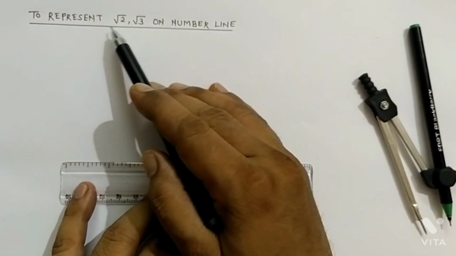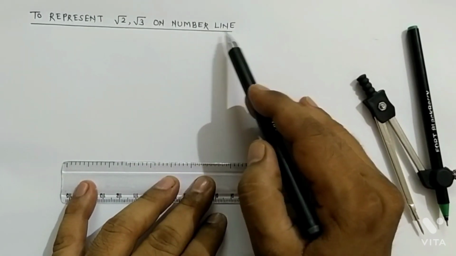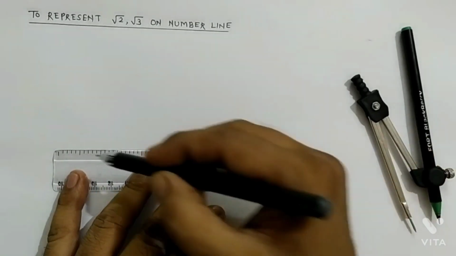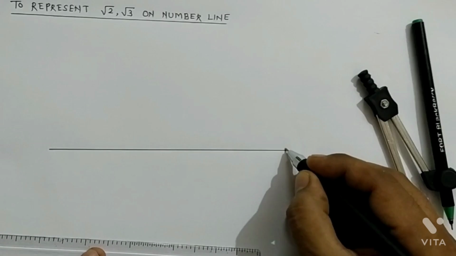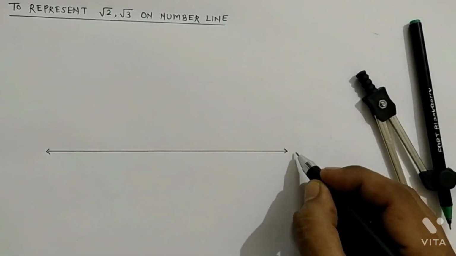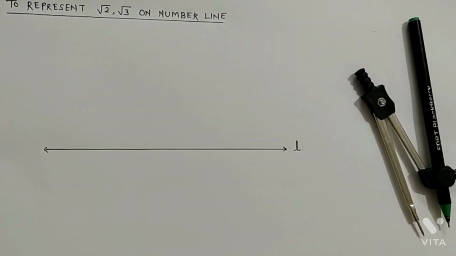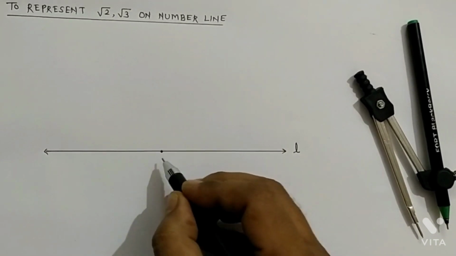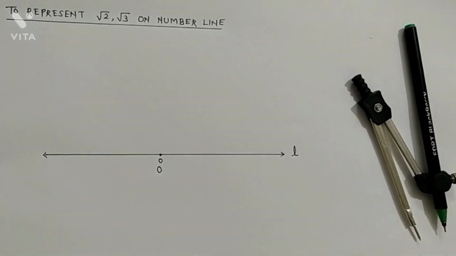Today let us see how to represent irrational numbers root 2 and root 3 on the number line. Let's start with that. First step, we draw a line. So this is line L. Then you mark one point here. This is 0. Mark this point as O.